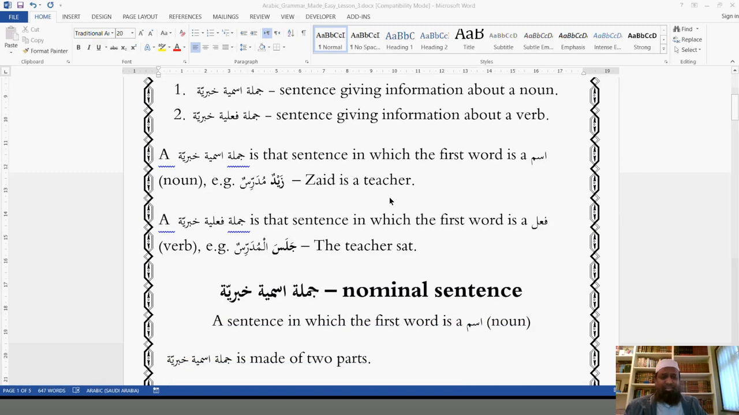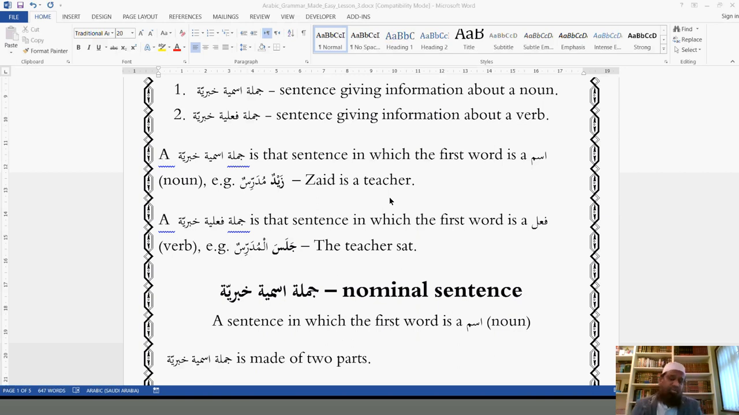Okay, next, jumla ismiya khabariya. From here, we will learn how to make a jumla ismiya khabariya. Nominal sentence: a sentence in which the first word is an ism. So you have to start with the ism to make this kind of jumla ismiya. Jumla ismiya is made of two parts. That's it. You just need two parts.